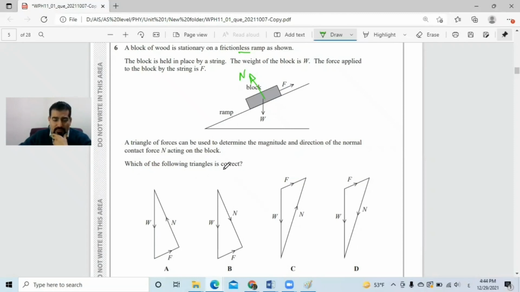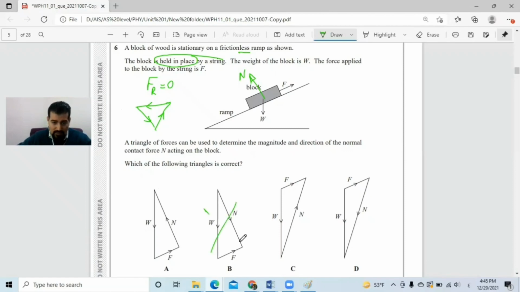Which row corresponds to this? First of all, because the object is held at rest in its place, that means the resultant force equals how much? It equals 0. That means whenever I draw the triangle, the forces make a closed shape. So is this a closed shape? Yes, this is a closed shape.